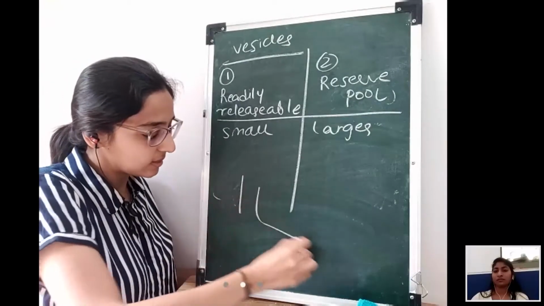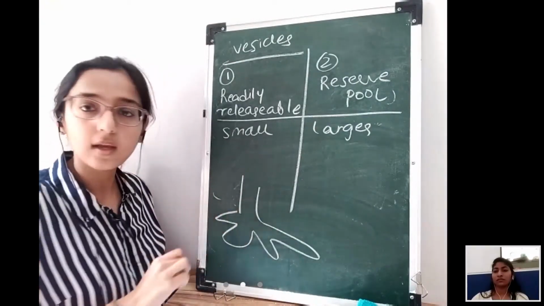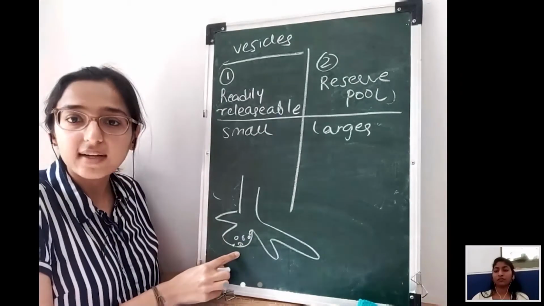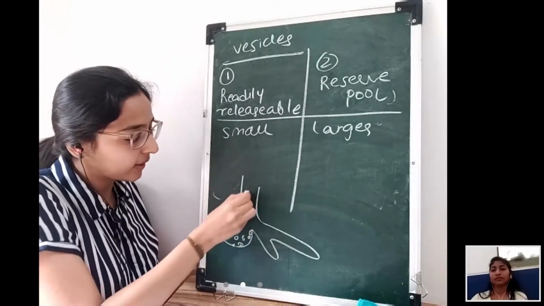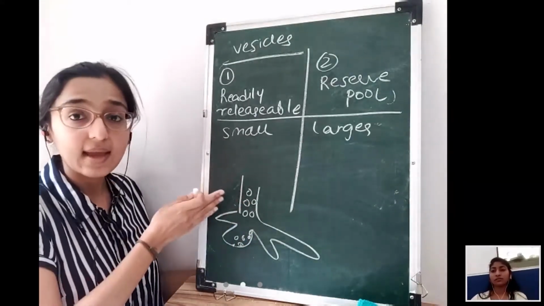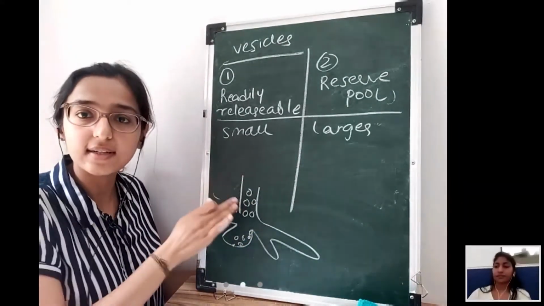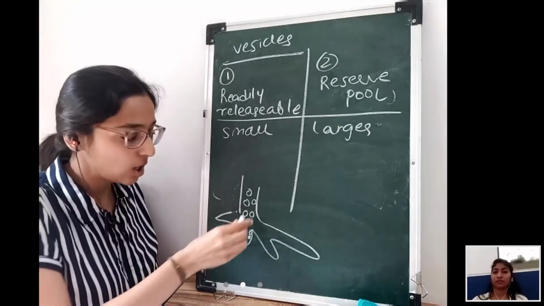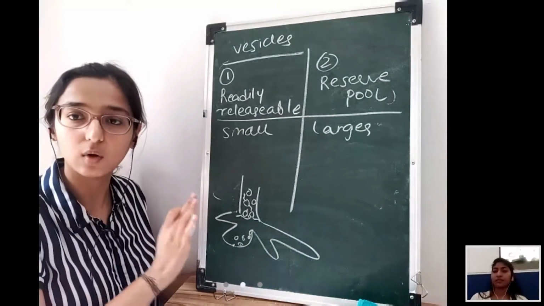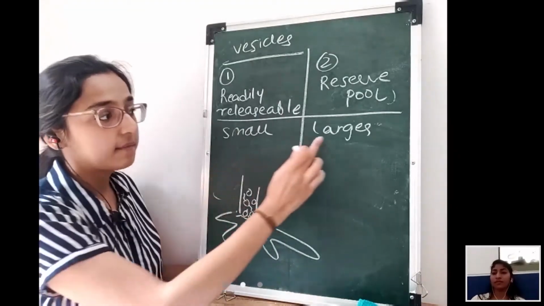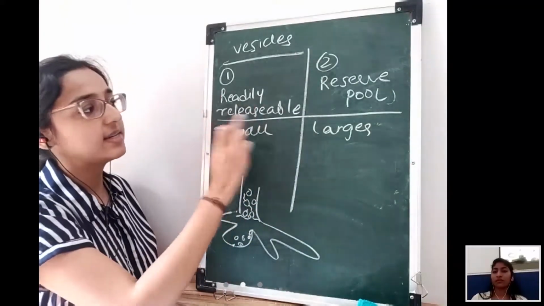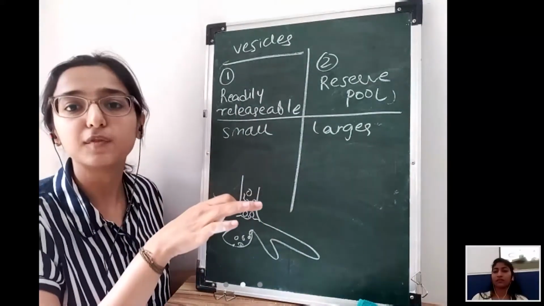So if you consider this as the nerve ending, the small vesicles will be located quite close to the nerve ending, but the big vesicles are located a little far away. And these are held by the cytoskeleton structure inside the cell, held in place over there. Now this one is readily available, right? Readily releasable, the name itself says it is quickly available for release.